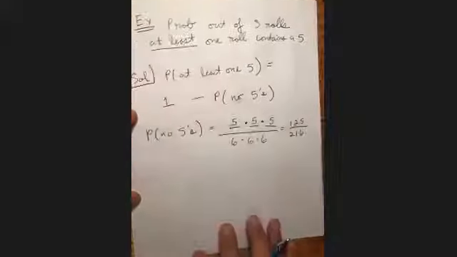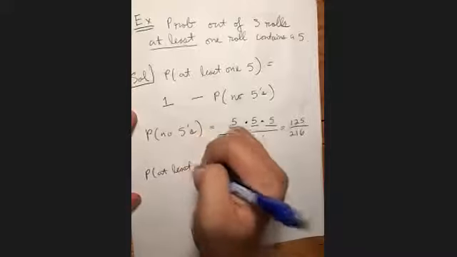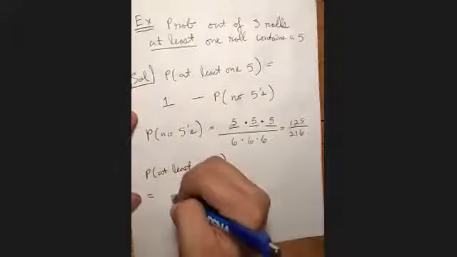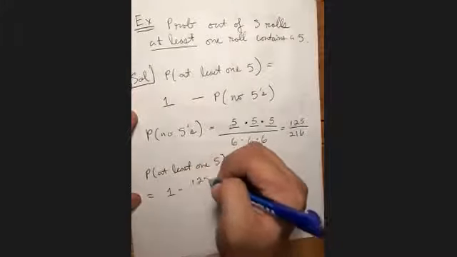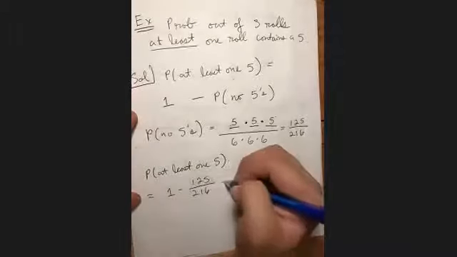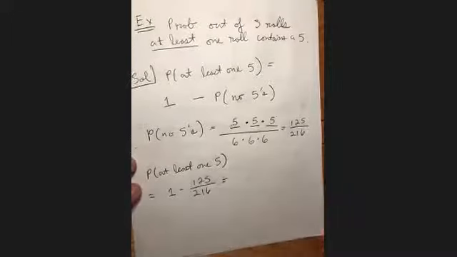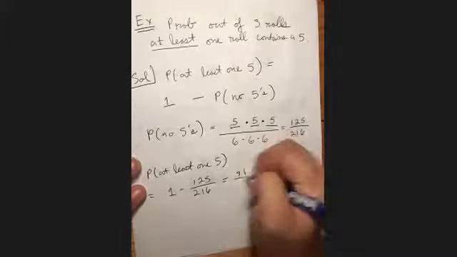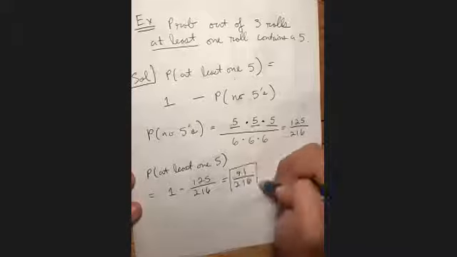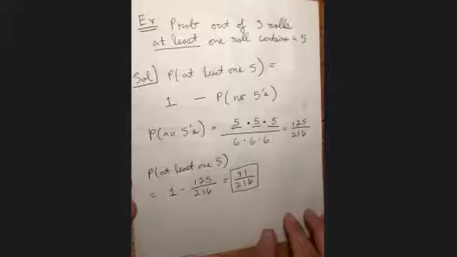So if I want to put this together with what I was trying to originally figure out, the probability of getting at least one 5 should be equal to 1 minus 125 over 216. Which is 91 over 216. So this is the number we were looking for. So that concludes section 6.3.